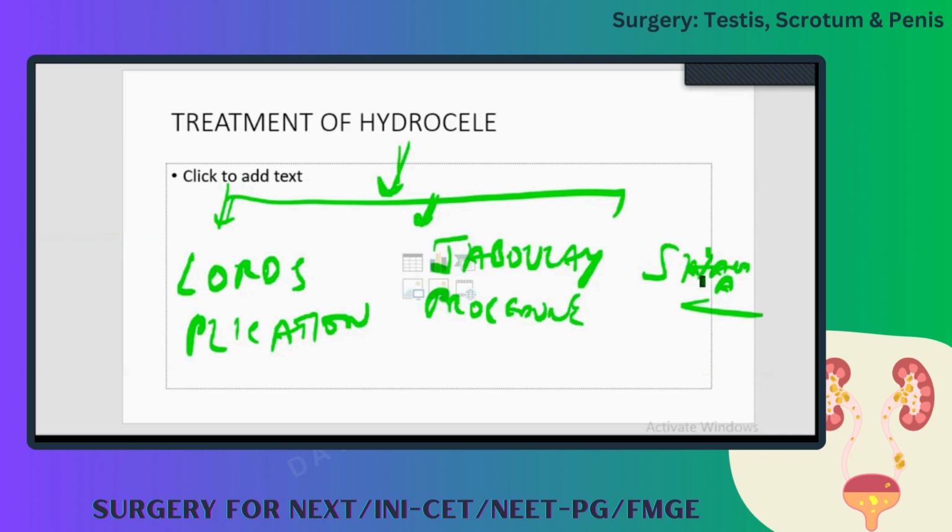Jaboulay's procedure, you just open the sac, turn it around, and suture it, so that the space will be exposed to lymphatics and the fluid will get drained. And Sharma, an Indian surgeon, told to excise the sac completely. These are the 3 types of surgeries for hydrocele: Lord's plication, Jaboulay's procedure, and Sharma's excision.